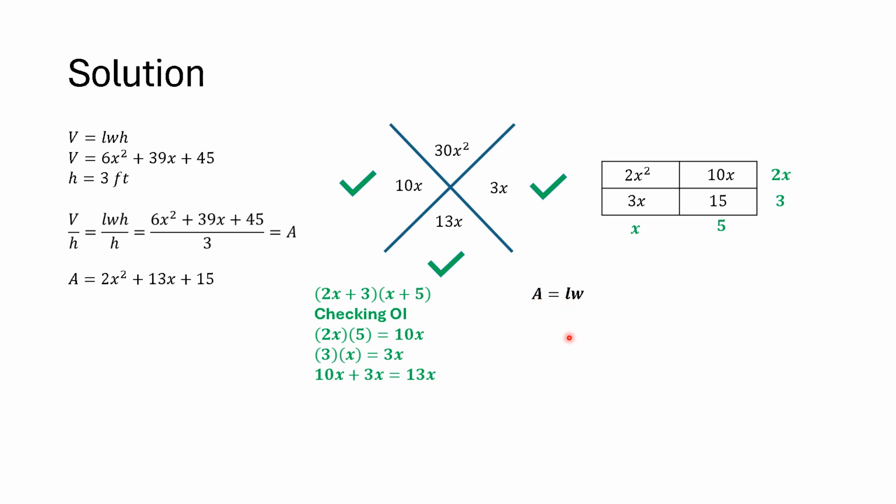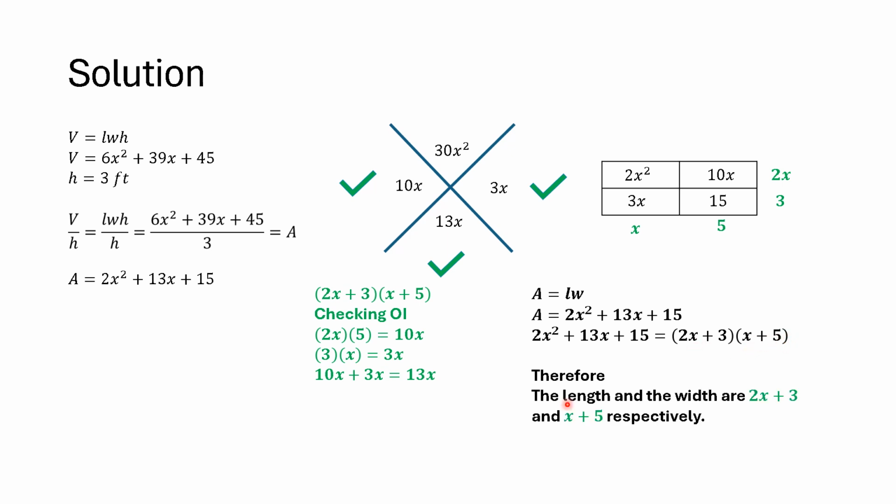Now, going back to the idea that area is equal to length times width, the area is 2x squared plus 13x plus 15. So we can rewrite that the area has factors of 2x plus 3 times x plus 5. Therefore, the length and the width are 2x plus 3 and x plus 5 respectively, where the length is 2x plus 3 and the width is x plus 5.